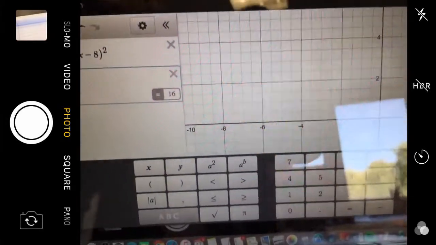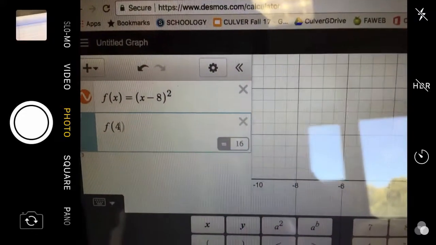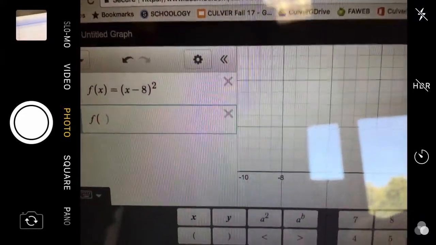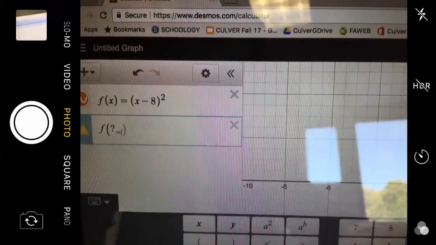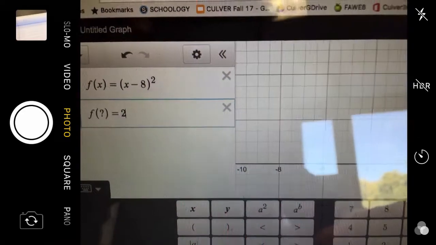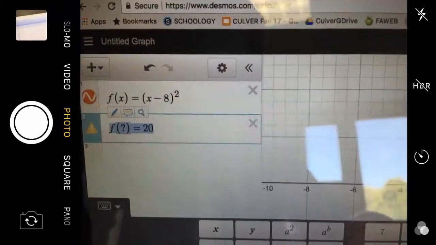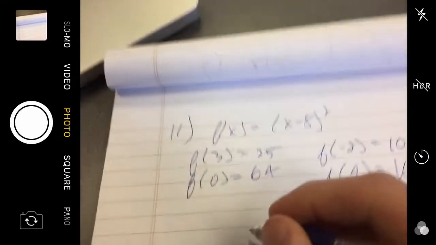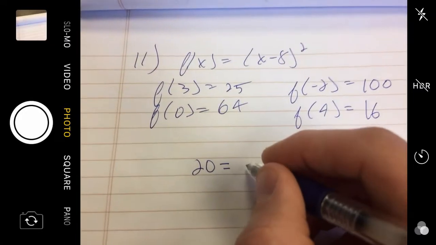Now, for the other part, it's basically what is the output? Sorry, what is the input? So it's kind of like saying, what's the input such that the output is 20? Now that doesn't work obviously, but what you can do is just write that one down. And there's probably a way to solve it with Desmos, but I'm not going to do that right now. It's going to take too long.